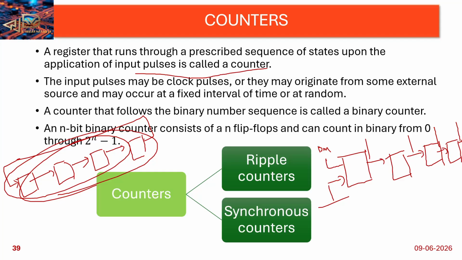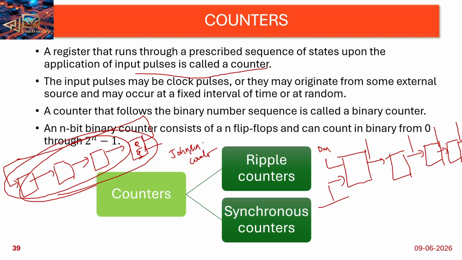In these, twisted ripple counters are also there. That means when Q is connected to the D input, it is called a ring counter. And the twisted ring counter is where Q bar is connected to the D input. That is also called a Johnson counter.